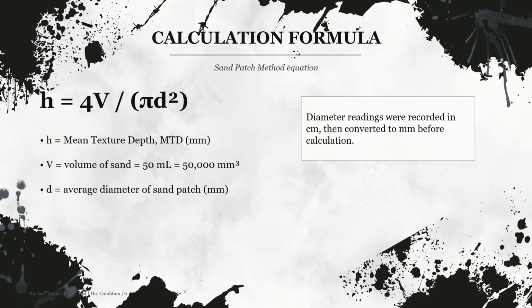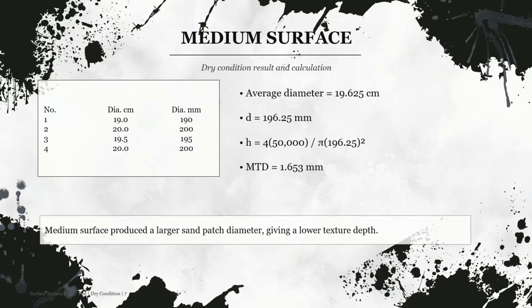The formula used for the sand patch method is H equals 4V divided by pi d squared. For the medium surface, 4 diameter readings were recorded. The readings were 20 cm, 20 cm, 19.5 cm, and 20 cm. The average was 19.625 cm, which is equal to 196.25 mm. Using the formula, the MTD for the medium surface was calculated, which is 1.653 mm. This shows that the medium surface has a lower texture depth compared to the rough surface.